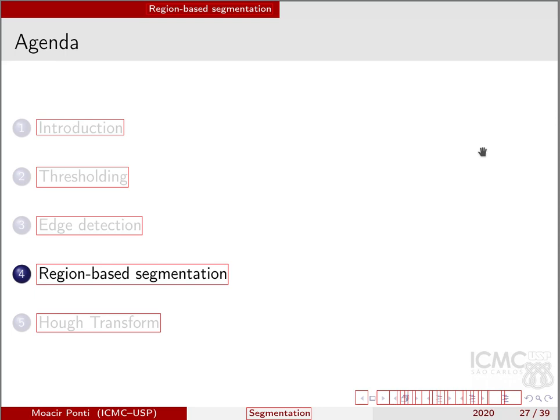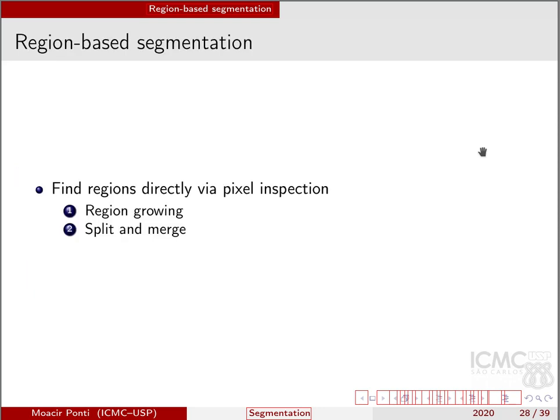Next, I'm going to mention region-based segmentation. In contrast with edge-based segmentation, instead of trying to find discontinuities, in here we are going to directly, via pixel inspection, grow regions or define regions by similarity. So we are going to aggregate pixels or regions by their similarity.